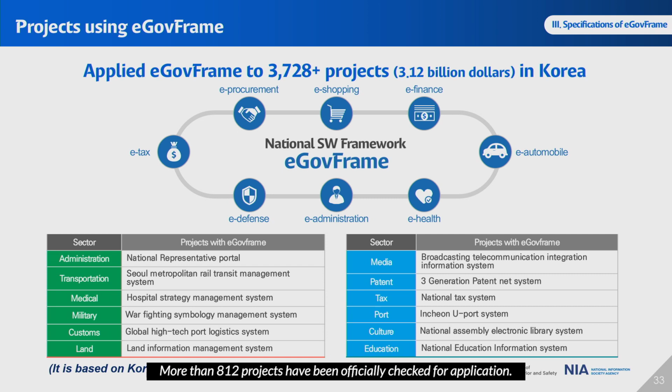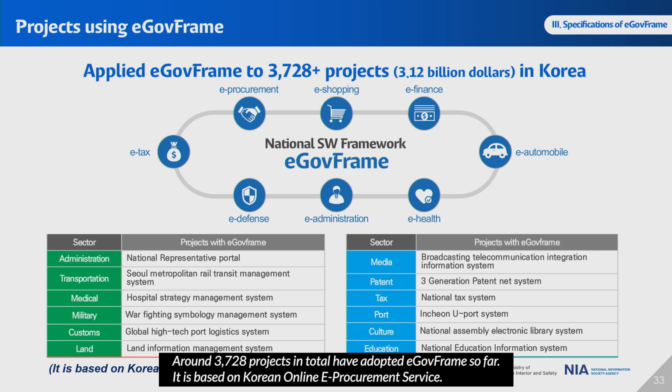More than 800 projects have been officially checked for application. Around 3,728 projects in total have adopted eGovFrame so far. It is based on the Korean online e-procurement service.